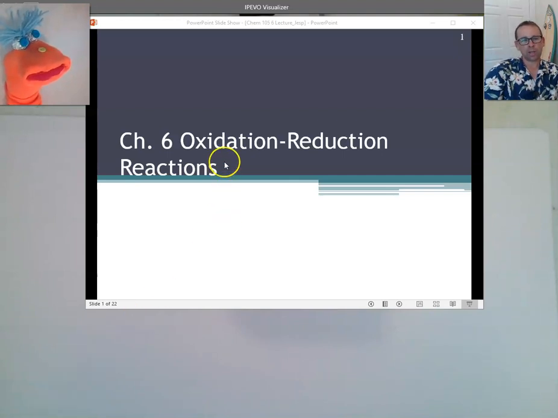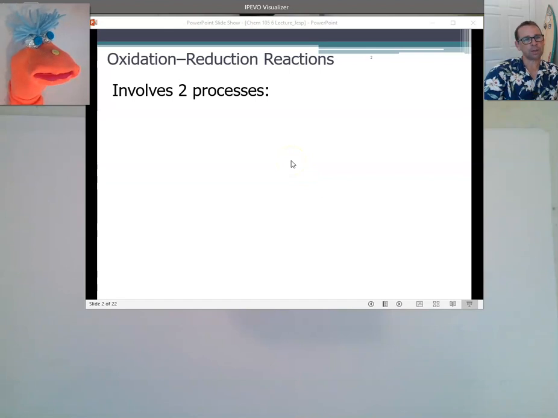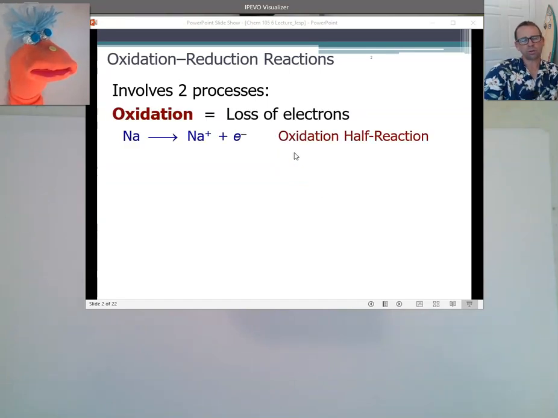Okay, and we have fancy words for these kinds of reactions. We call them oxidation reduction reactions, or reduction oxidation is fine, or even shorter, you can say redox reactions, redox. Now, we don't just say oxidation reaction or just reduction reaction, because you can't have one without the other. Okay, it involves two steps or two species.